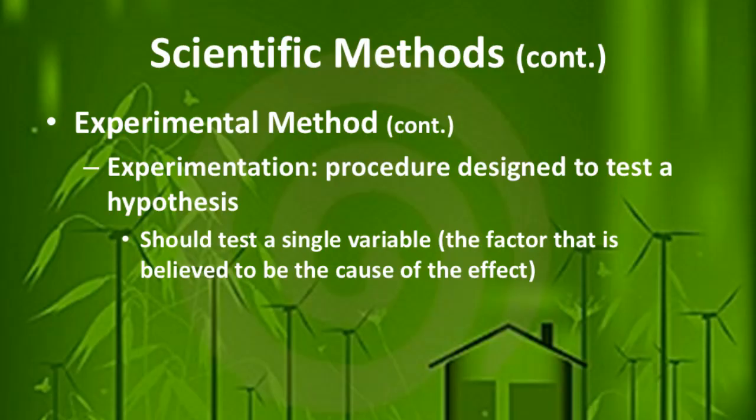So experiments should be designed to try to pinpoint the cause and effect relationships, specifically those involved with your hypothesis. For this reason, good experiments have two essential characteristics: a single variable is tested and a control is used. So a variable, what is a variable? Well, if you think about mathematics, what is a variable in mathematics?